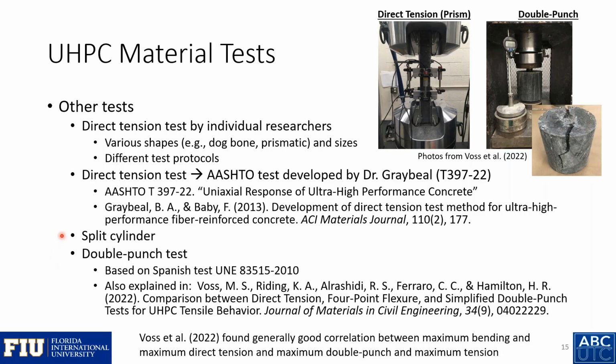You can also measure the tensile strength using split cylinder and also a double punch test, and then also a modulus of rupture test, which was on the previous slide. So recent work by researchers at the University of Florida found good correlation between the maximum bending and maximum direct tension, and then also the maximum double punch and maximum tension. So the double punch is kind of like a cylinder where you put a little steel cylinder on the top and load it until you get a split here. And there's good correlation between the ultimate tensile strength of that and the direct tension.